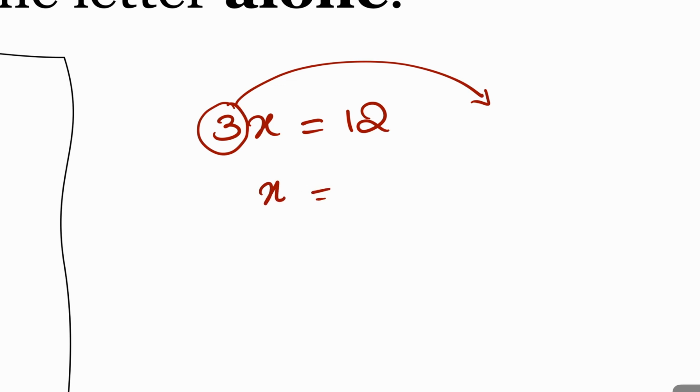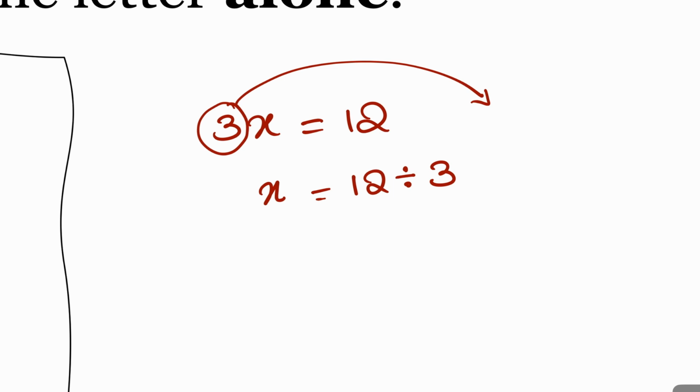x = 12 is remaining on the right hand side. Again, 3 is coming to the right hand side. Let 3 be here, and I told you you have to do the opposite operation. Since 3 is multiplied with x on the left hand side, when 3 is going to the right hand side you have to divide. So the operation is very simple.